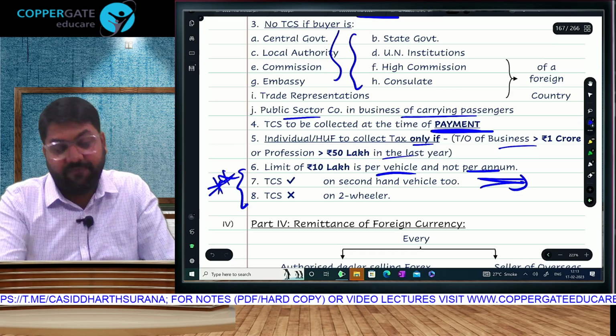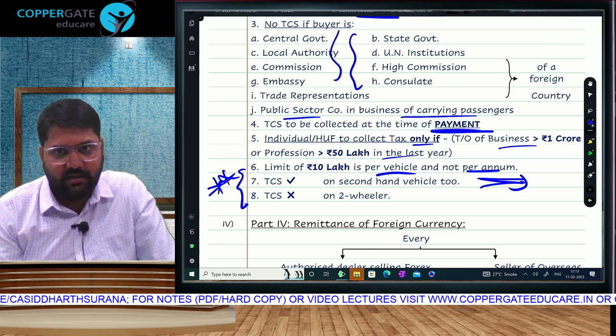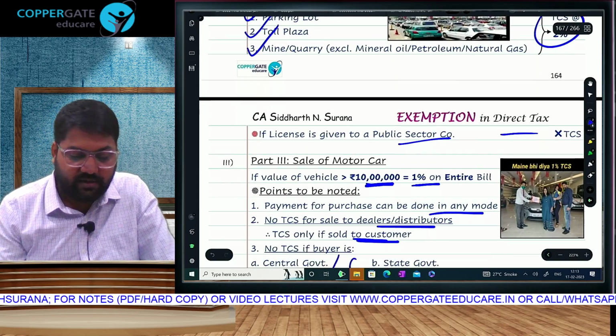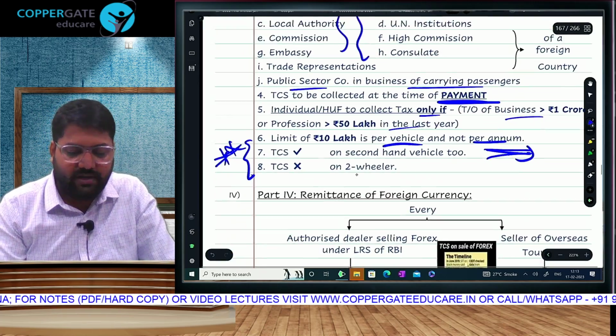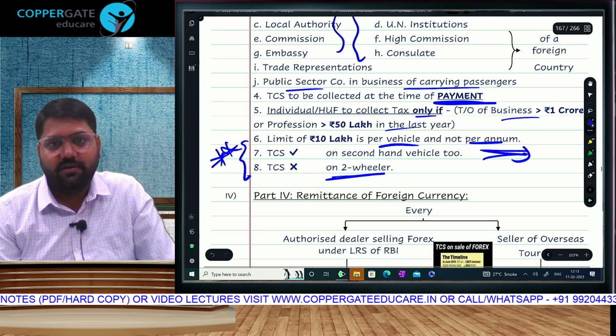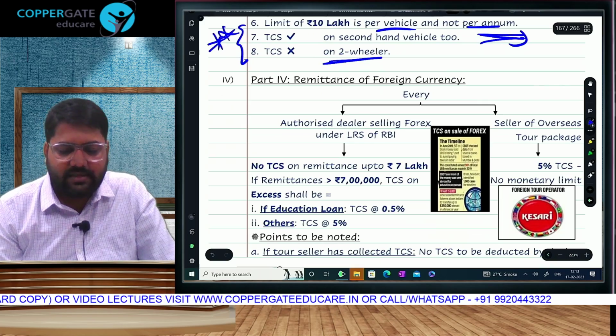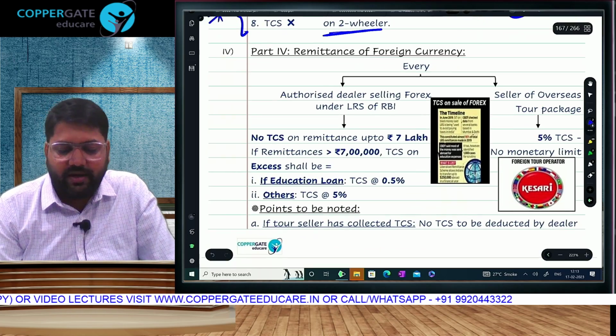Second hand vehicle भी, if the conditions are fulfilled, there will be TCS. ऐसा किधर भी नहीं लिखा है that it has to be a new motor car. New word is not written here. Motor car is written. But of course, two wheeler पे नहीं आएगा because two wheeler is not a car. But these 2 points are my opinion. Okay. Next, part 4, remittance on foreign currency.